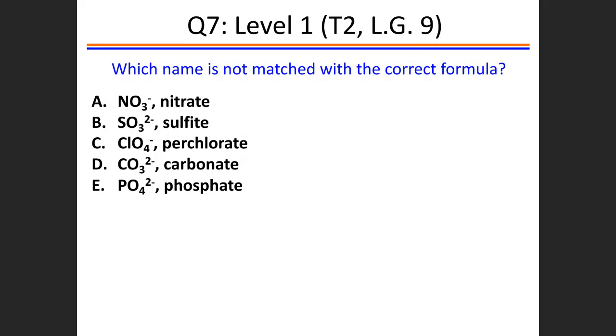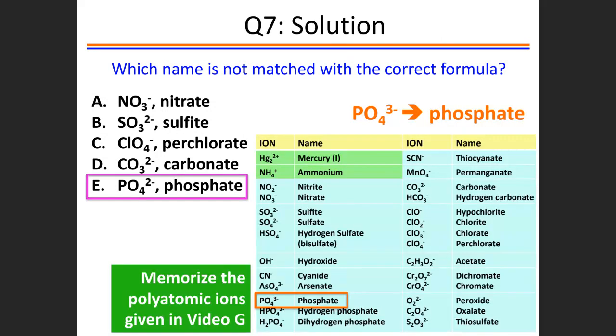Which name is not matched with the correct formula? Nitrite, sulfide, perchlorate, carbonate, phosphate. I think this one, let's see. PO4 phosphate. Why? Because this has a -3 charge. Yes, see, -3 charge. That's why this is not the correct one. So that's all for today's lecture.